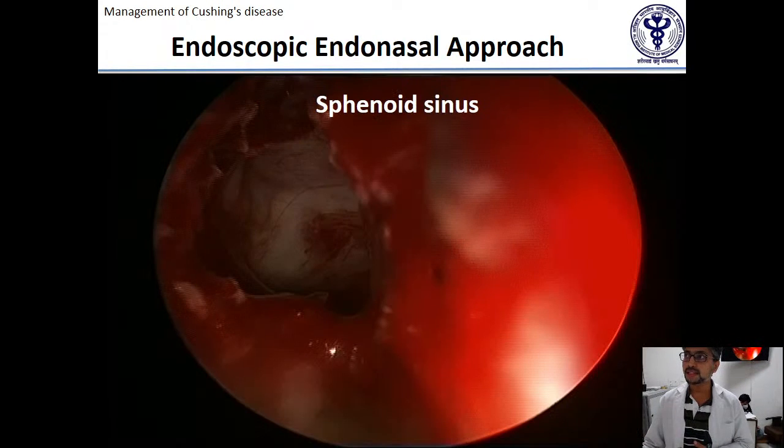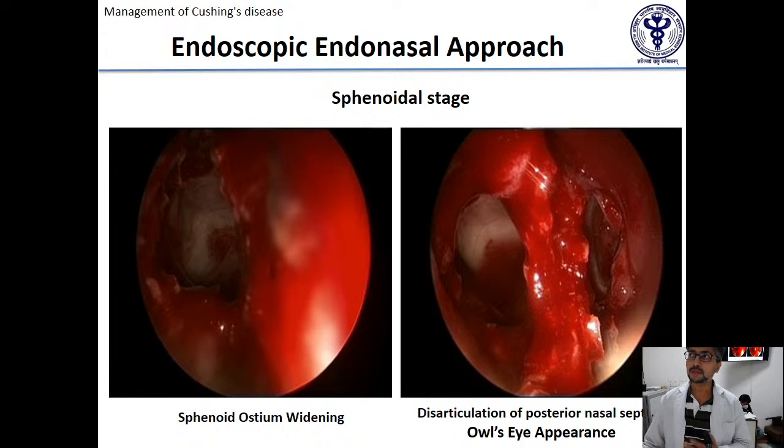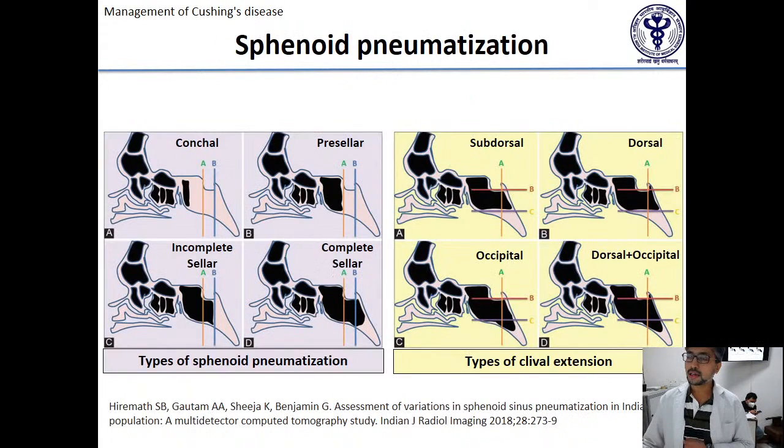And once you localize the sphenoid ostium, you enter into the sphenoid sinus, widen that, do it bilaterally, and you proceed with the sphenoidal stage to disarticulate the posterior nasal septum, and that's a classical appearance which we see. And then you drill out the vomer and the keel of the vomer and the rostrum to enter into the sphenoid sinus. Another important aspect is to understand the sphenoidal pneumatization, as there is a lot of variation amongst the patients depending upon the patient's age and the race.